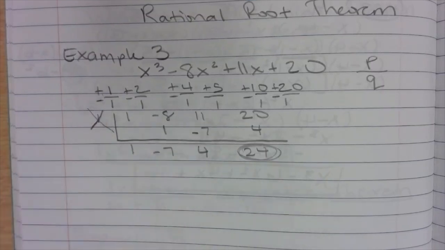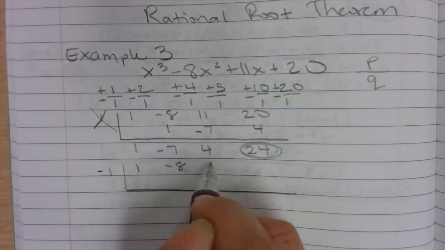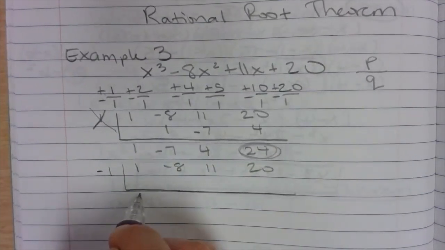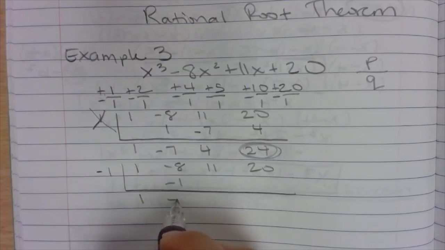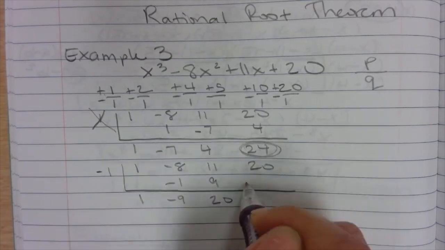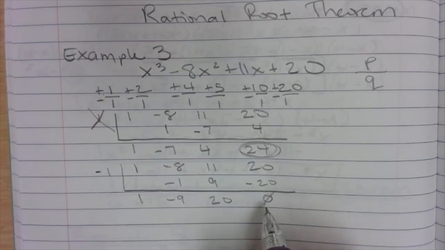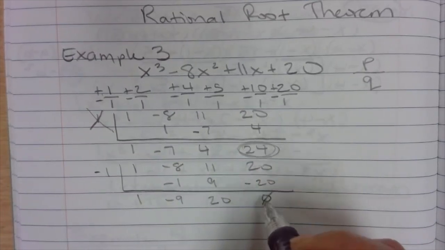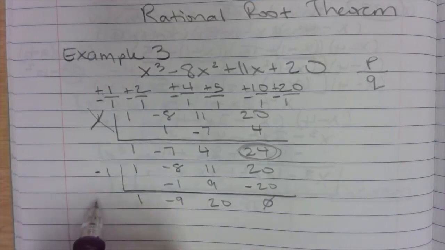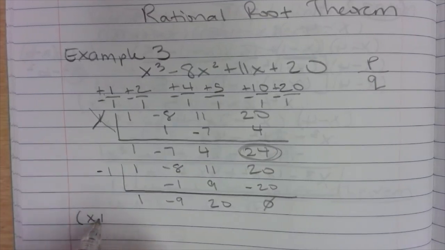Alright, next one. I'm going to do negative 1. 1, negative 8, 11, and 20. Okay. Drop it, multiply, add, multiply, add, multiply. Oh, look, this comes out to be 0. If, when doing synthetic division, the last term turns out to be 0, you know that this is one possible root. So awesome. That's where we start. Now remember, when you put it in parentheses, it has to be the opposite. So that means one factor here is going to be x plus 1.